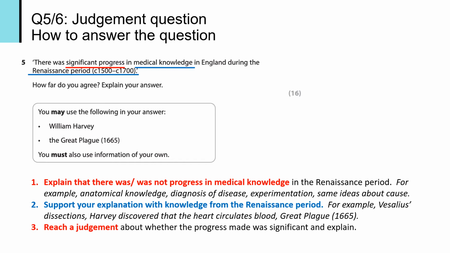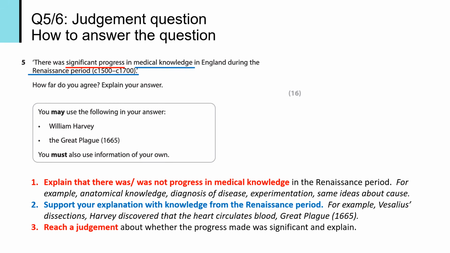You need to support your explanation with knowledge from the Renaissance period. For example, Vesalius's dissections, that Harvey discovered that the heart circulates blood, or the preventions and ideas that existed during the Great Plague of 1665. You must then reach a judgment about whether the progress made was significant and explain your judgment. There is not one way of approaching an answer to this question, but try to include these three things.